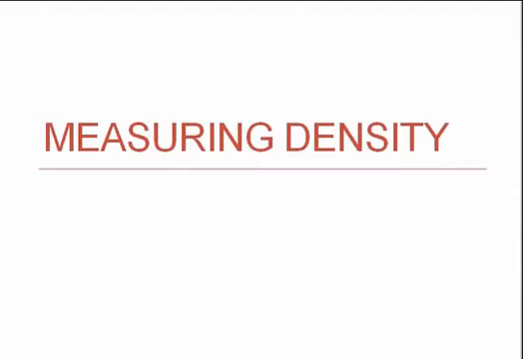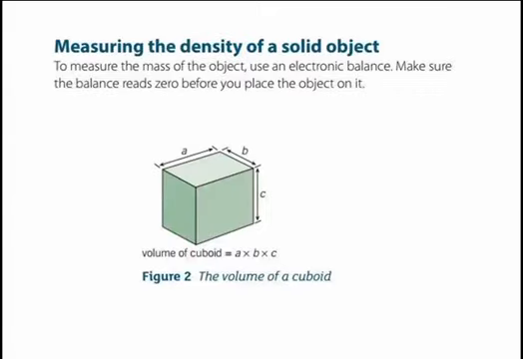In this tutorial, we'll be talking about measuring different densities. Measuring the density of a solid object. To measure the mass of the object, use an electronic balance. Make sure the balance reads 0 before you place the object on it.